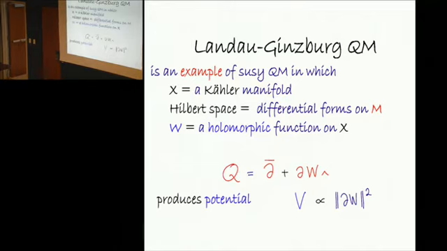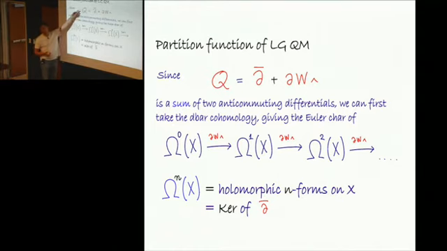So that's an example to keep in mind. And if we're interested in the partition function of this, then we know that Q squares to 0, but moreover, the d bar individually squares to 0, and wedging by the differential of a function individually squares to 0, and they anti-commute. So if we want to compute the Euler characteristic of a complex where this is the differential, we might as well first take the d bar cohomology, and then take this cohomology.